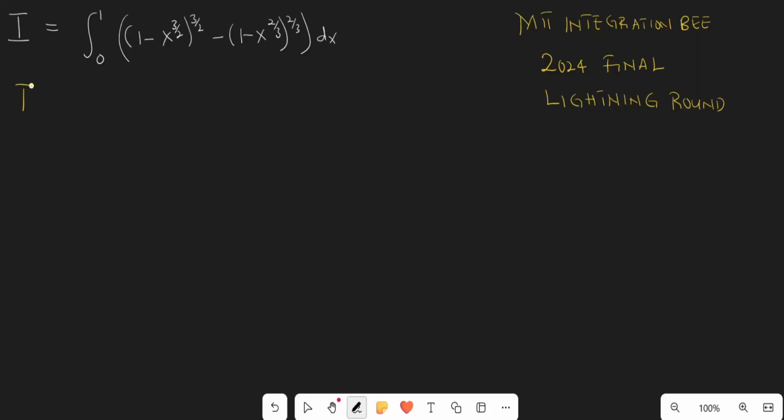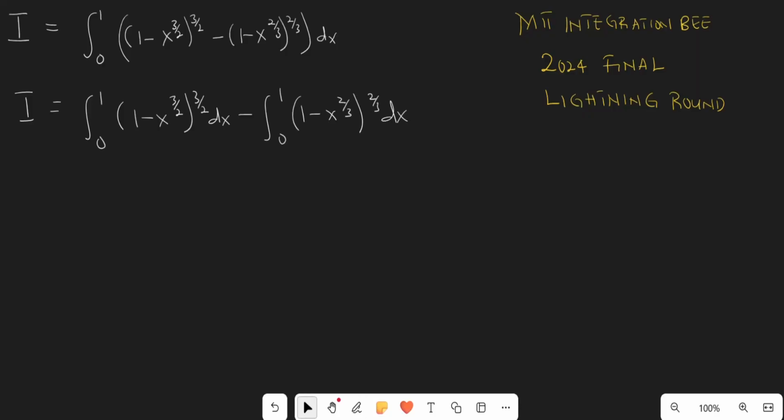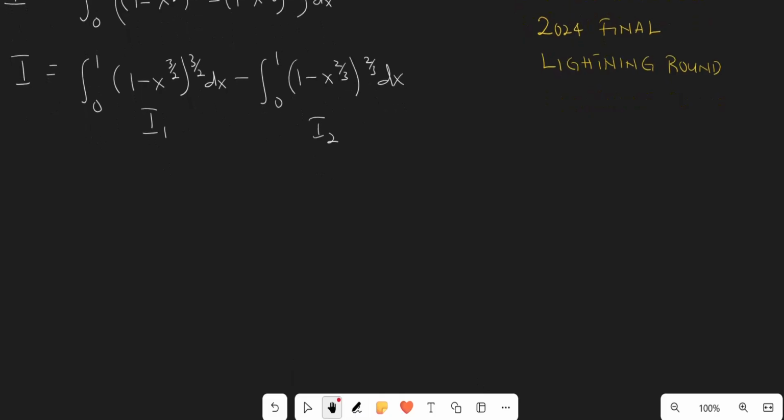So let's start off by, I'm sorry about that, I should begin with a white pen. So let's start off by breaking this integral down into two different integrals. So the integral from 0 to 1 of this one here raised to the power 3 over 2 dx minus the integral from 0 to 1 of (1 minus x raised to the power 2 over 3) raised to the power 2 over 3 dx, right? So I'm going to call this one integral 1 and this one integral 2 and tackle them one after the other.